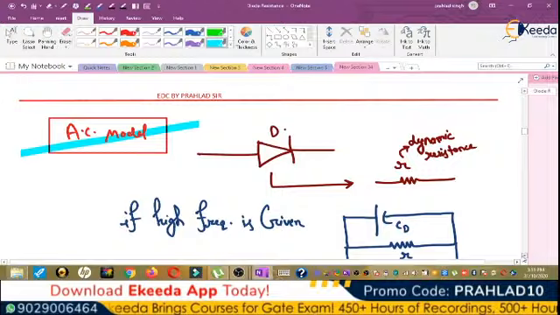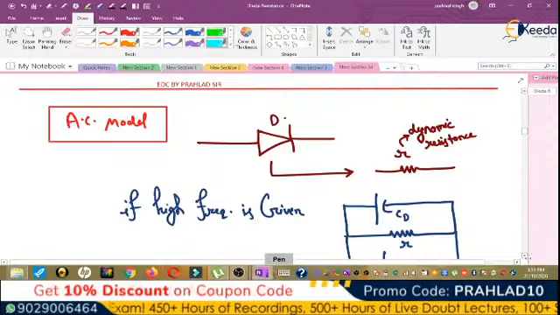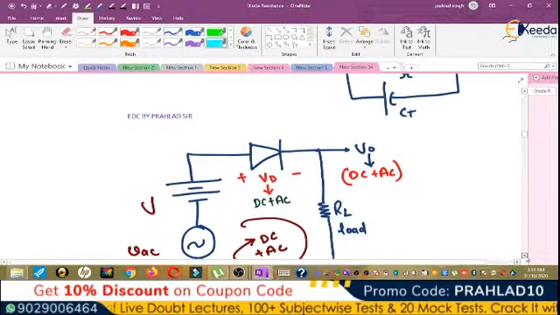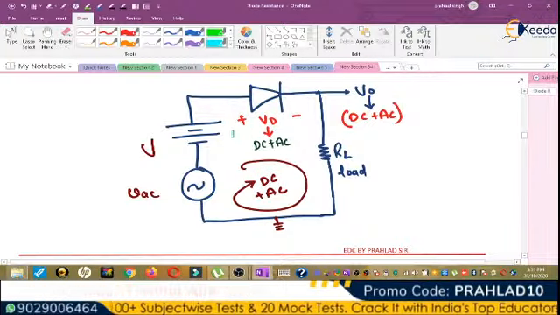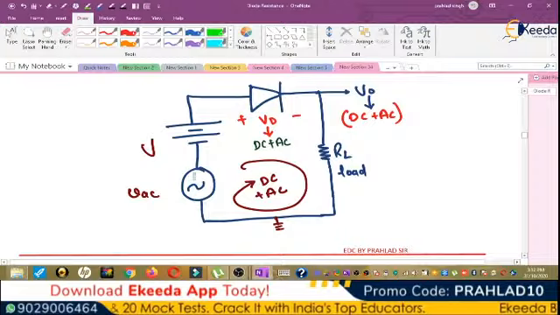In the AC model, we replace the diode with the dynamic resistance, but the frequency is high. So for high frequency, we can connect CD and CT here. CD is the diffusion capacitance, CT is the transition capacitance, and R is the dynamic resistance. So this is the circuit where the AC voltage is given here, and this is the DC supply, and the output is DC plus AC both. This is RL, the load resistance.